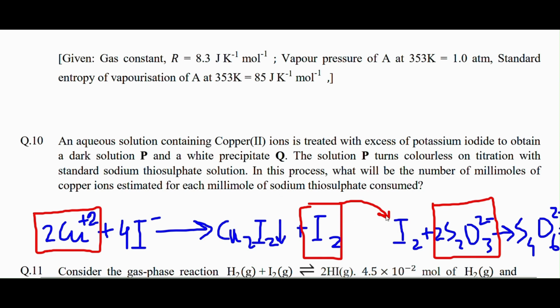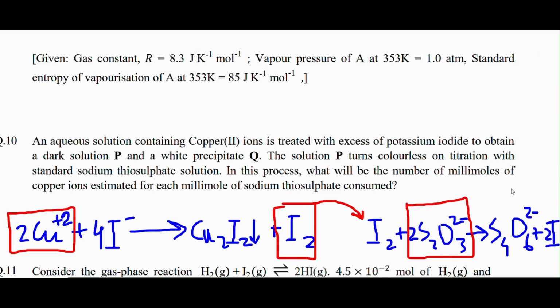And this I2 is further used for the second reaction with hypo solution, where 1 mole of iodine reacts with 2 moles of hypo. So for every 2 moles of hypo solution, 2 moles of Cu2 plus had been used. Or, in other terms, for every millimole of sodium thiosulfate consumed, 1 millimole of copper 2 plus ions was used in the first. So the answer to this would be 1.